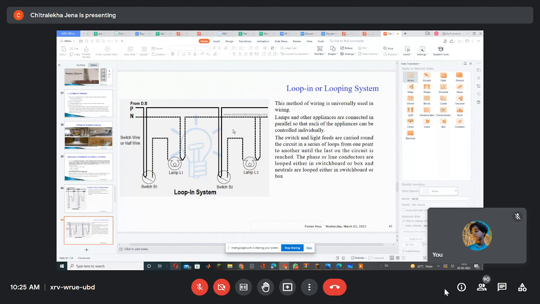This is the loop-in system or looping system. Have you ever observed that when you switch on a particular switch, two bulbs work simultaneously? In our house, your house also. Yes, ma'am. That is a loop-in system. When you switch on the supply, the wiring is connected such that two lamps glow at a time.